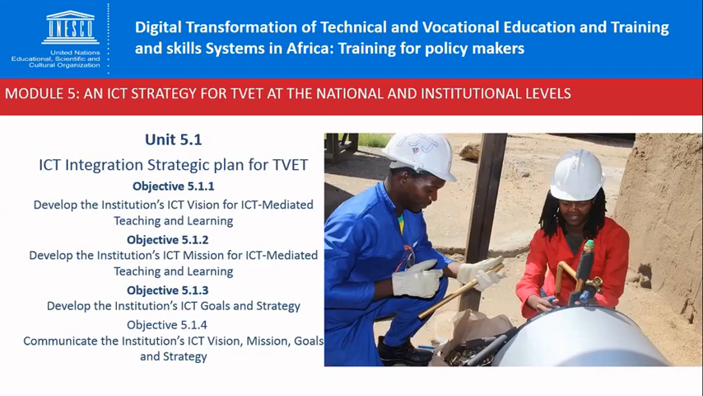At the end of this unit, we're supposed to learn how to develop the institutional ICT vision, the institutional ICT mission, and the institutional ICT goals and strategy. And finally, how to communicate the institutional ICT vision, mission, goals, and strategy. So let's proceed.